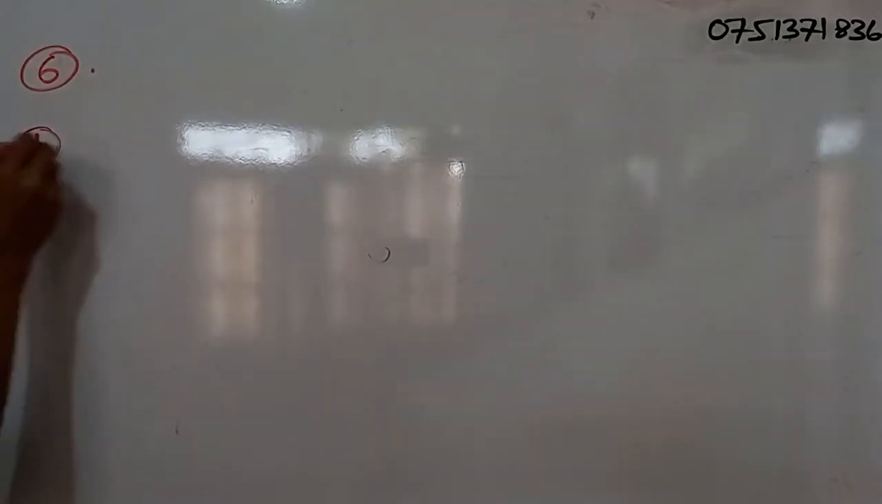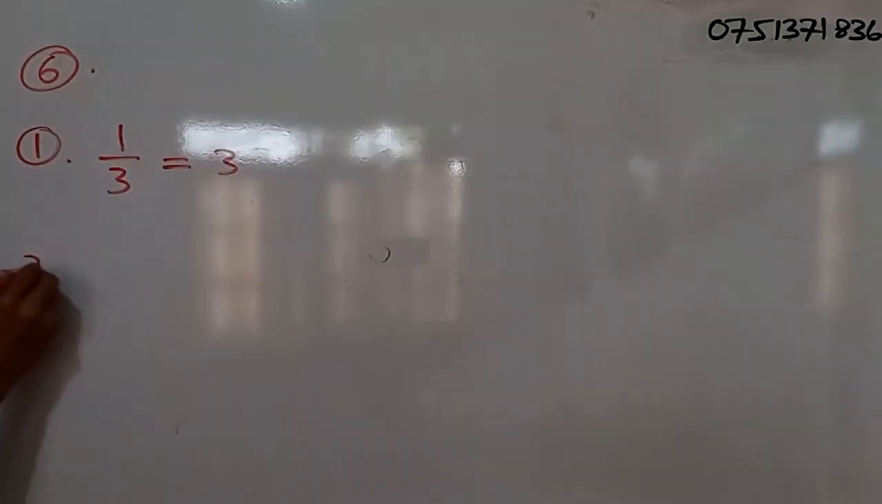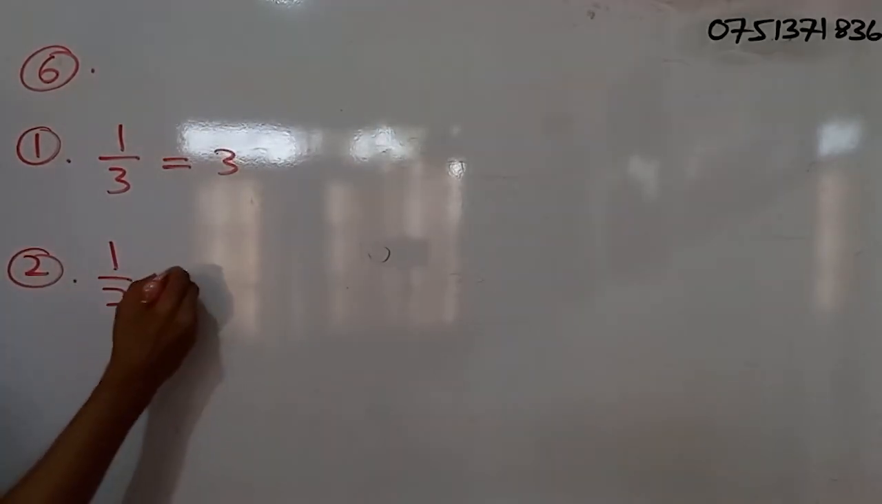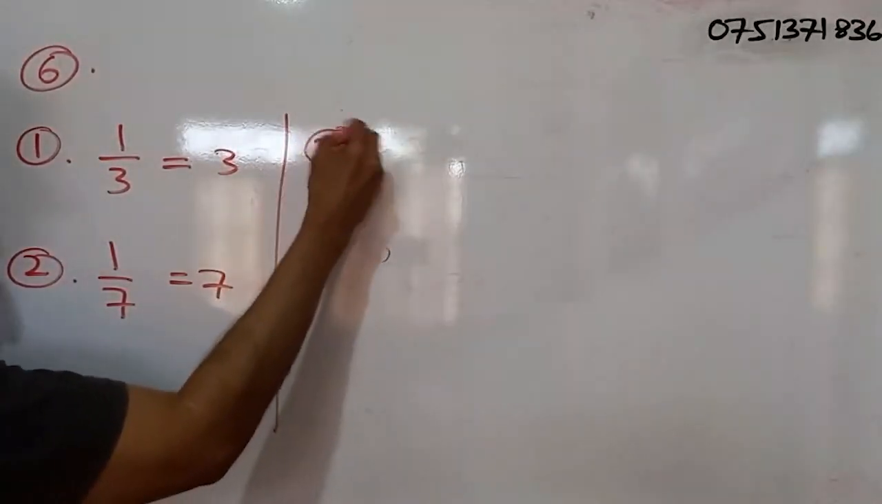Write the reciprocal of each of the following, right? So part 1, we have 1 by 3. So the reciprocal is 3. Part 2, we have 1 by 7 and the reciprocal will be 7. Right? Part 3.